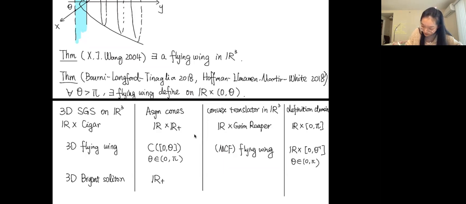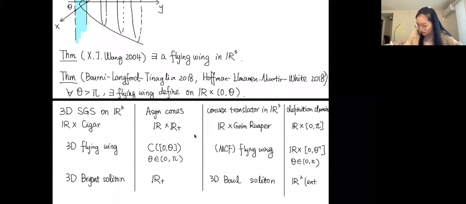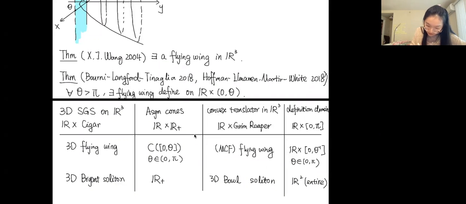And then lastly, we have the bow soliton. It's also similar to the Bryant soliton, which looks like a paraboloid. Its domain of definition is the entire R2, so we call this soliton an entire soliton. Okay, now that's the comparison we want to make.